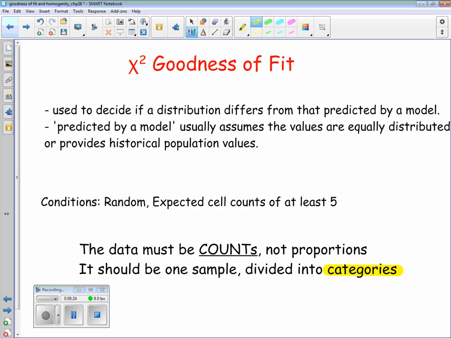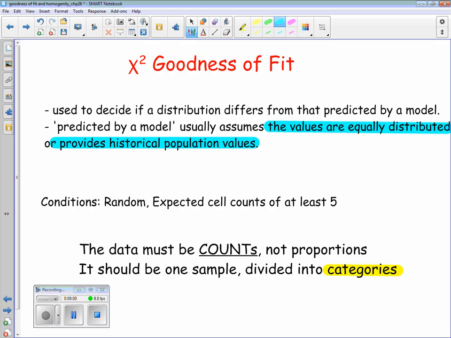Now, when you're doing a chi-squared goodness of fit test, there are 2 things that could possibly happen, and we're going to look at both situations today. You can assume that the values are either equally distributed, and we're going to do that one during the second example, or it's going to provide a historical population, and that's what we're going to look at first. So you don't have to write this down or anything. I'm just going to explain that there are 2 different possibilities with this particular test.